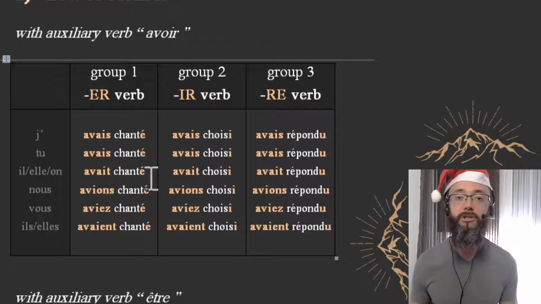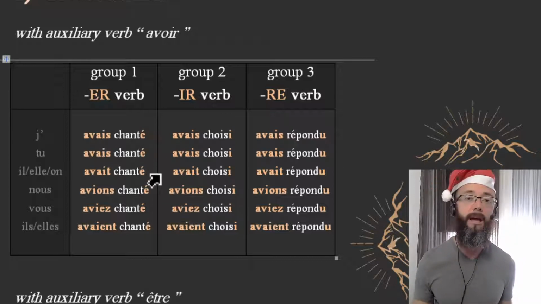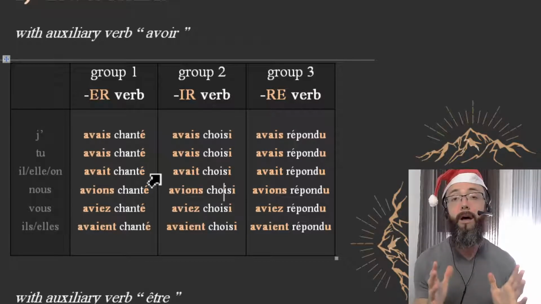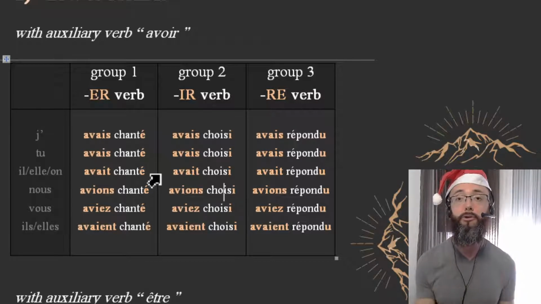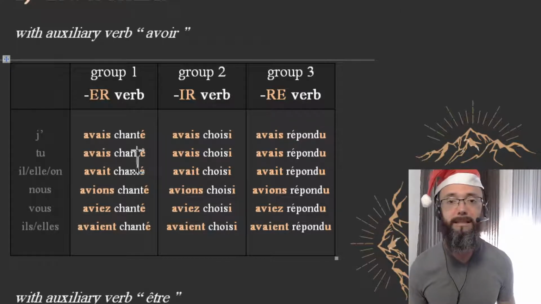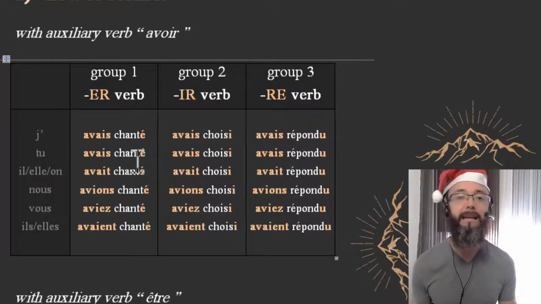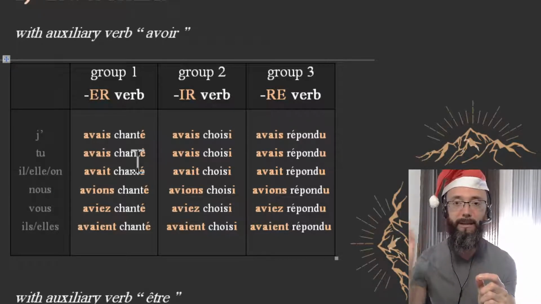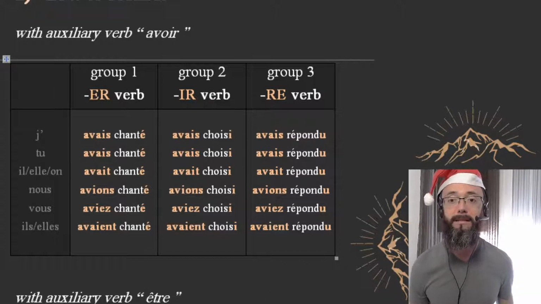J'avais chanté, tu avais chanté, il, elle, on avait chanté. Nous avions chanté, vous aviez chanté, ils, elles avaient chanté. This is the pluperfect. This is le plus que parfait en français. And we're going to see how to translate that in English, because it is not exactly possible to translate that tense into an exact equivalent in English. And this is where you need to pay attention.